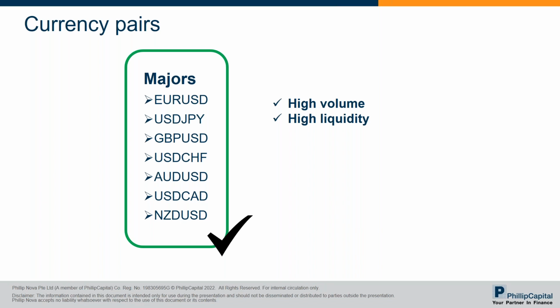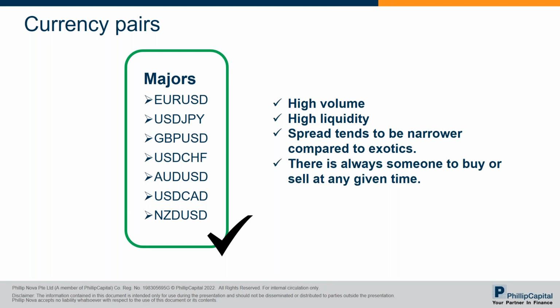Secondly, there is very high liquidity in this market. So what is the benefit of high liquidity? It results in a narrower spread. Compared to the exotics, which are less traded, the spreads on these pairs would be more competitive. They would be smaller. Also, there's always someone to buy and sell at any given time for these currency pairs.